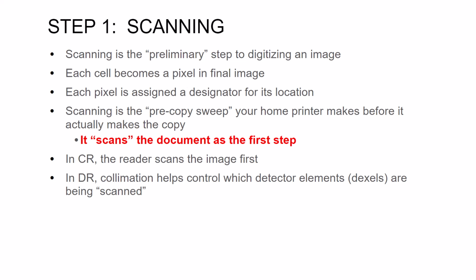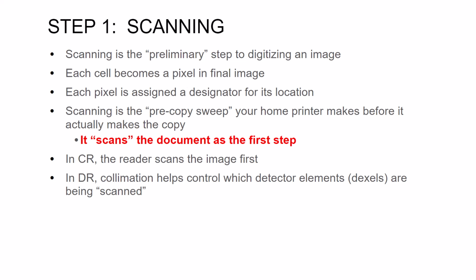Scanning is the preliminary step. Each cell becomes a pixel in the final image. Each pixel is then assigned a designator for its location. Scanning is the pre-copy sweep that a copy machine makes before it actually prints a copy. It scans the document at the first step.